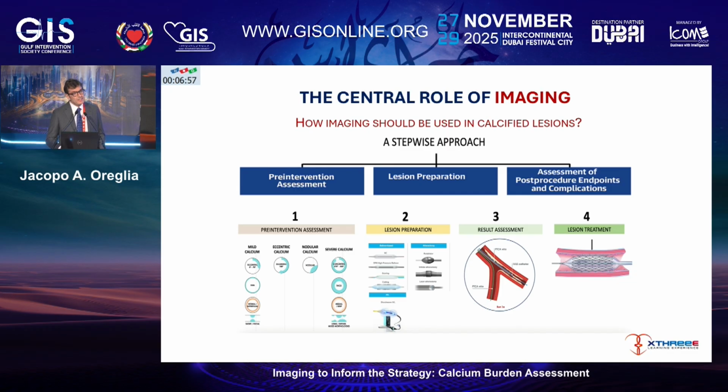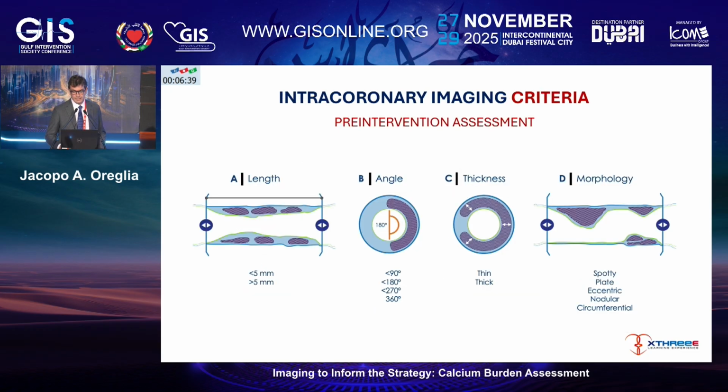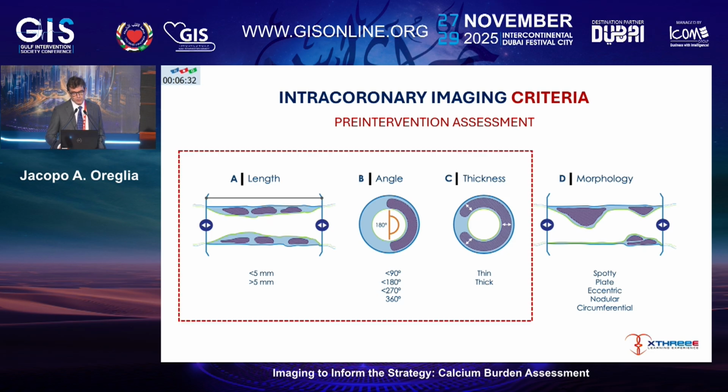So this need a stepwise approach with the pre-interventional assessment, then lesion preparation with different tools that we can use, and we will see them in the next lecture, and also to see the result of our plaque preparation or our lesion preparation, and at the end understand if the stent is well positioned. So what about pre-interventional assessment? Let's focus first on the first 3 images which can be measured.